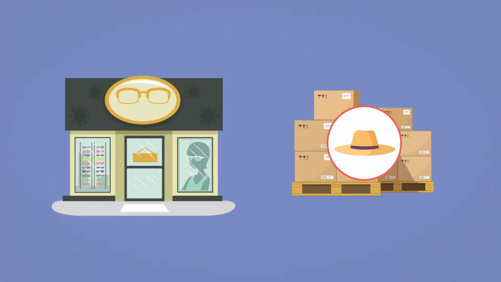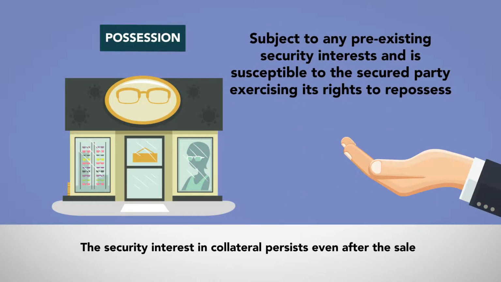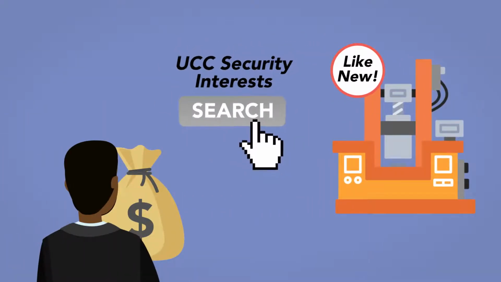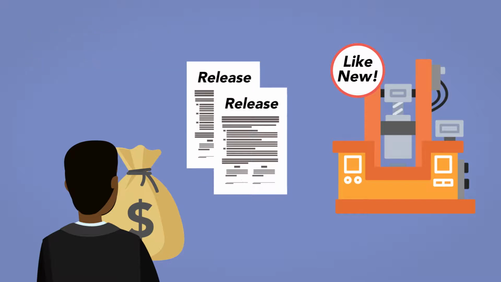If secured inventory is sold to someone without buyer in the ordinary course status, the security interest in collateral persists even after the sale. So a buyer who purchases something that the debtor is not in the business of selling will take possession subject to any pre-existing security interests and is susceptible to the secured party exercising its rights to repossess. When purchasing used equipment, buyers should search for any applicable security interest through a UCC search and then obtain a written release from any secured parties to sever the encumbrance, if necessary.